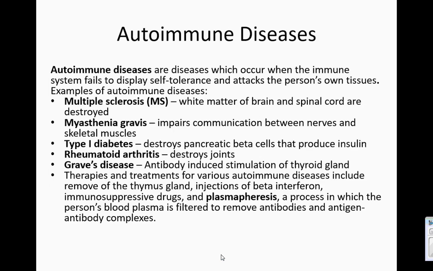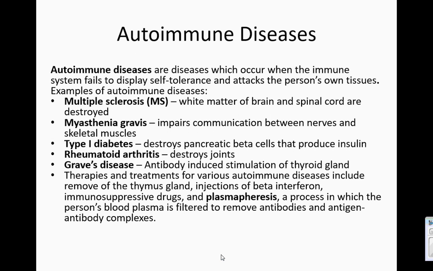All right, last thing I want to talk about are things that involve dysfunction of the immune system. Collectively, we have several different types of autoimmune diseases. I'm only going to talk about some of the more prominent ones. So, defining autoimmune diseases, these are diseases which occur when the immune system fails to display self-tolerance and attacks the person's own tissues. Some of these we've seen before.